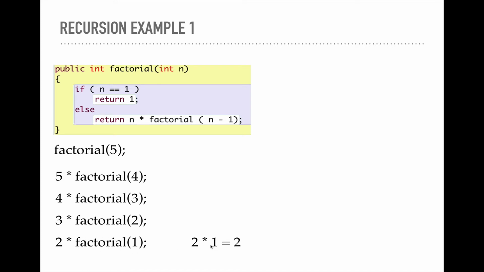So I calculate 2 times 1 is 2. This is factorial 2. So this 2 gets moved back up here. And I get 3 times 2 is 6. And that's factorial of 3. So this gets moved back up here. And I get 4 times 6 is 24. And finally, 5 times 24 is 120.